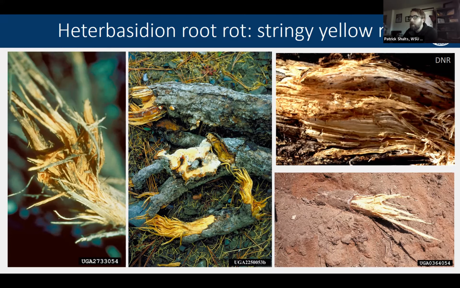Another question: on Thursday, will Phaeolus schweinitzii be included in the honorable mentions? I hope I didn't butcher that. Schweinitzii will be included in the honorable mentions. It definitely deserves a place. Yeah, I never get that one. That's one we mainly see in old growth forests, so not one that timber companies are interested in, but private landowners maybe.